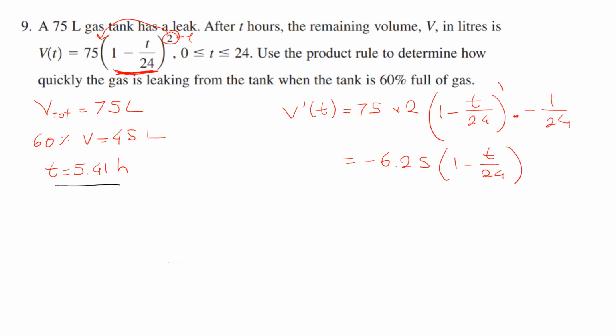Now I'm left with negative 6.25 times (1 minus t over 24). Now I can go ahead and plug 5.41 hours back into here. So when I do that, I get the answer of negative 4.841 liters per hour. So that would be my answer.